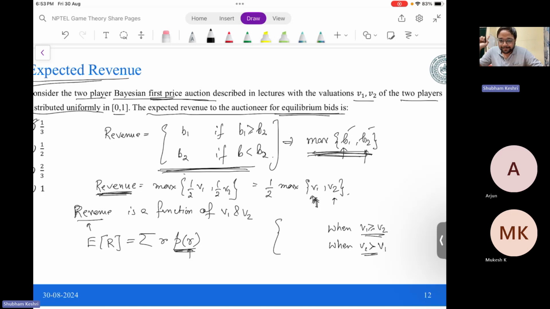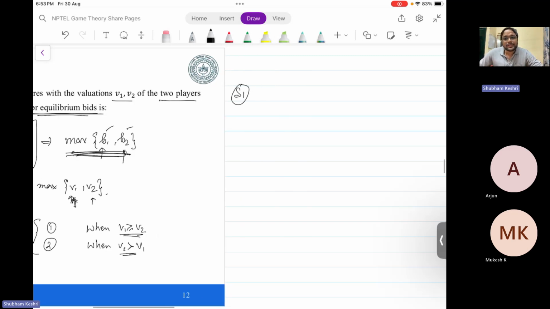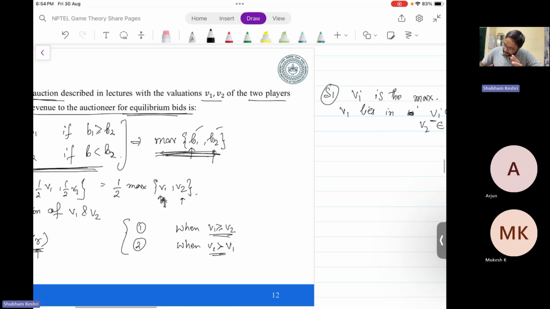If you go back in the lecture, you will see that there are two scenarios. The professor also has scenario 1 and scenario 2. Scenario 1 in the lecture was, I'll just write it over with the scenarios, v1 is the maximum. When v1 is the maximum, v1 belongs to b comma b plus d, and v2 belongs to 0 comma b. Therefore, v1 is maximum, and this is the case.